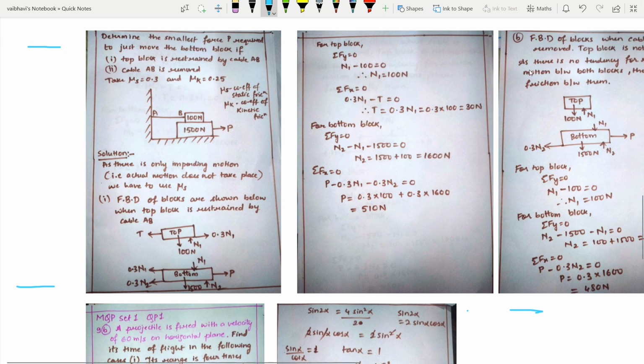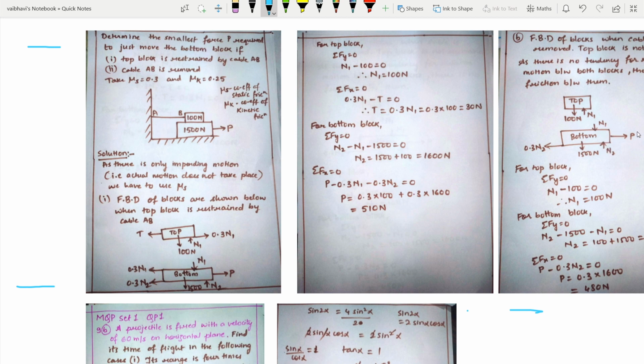Then there is no tendency for relative motion between the blocks, so there is no friction between them. If you take the top block, you are getting only the self weight 100 Newton and N1 upwards. And for the bottom block, you are getting 0.3 N2, N1 and 1500 Newton.